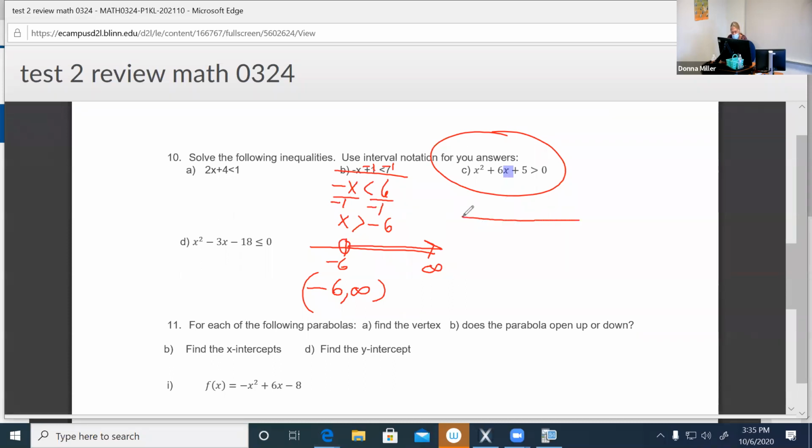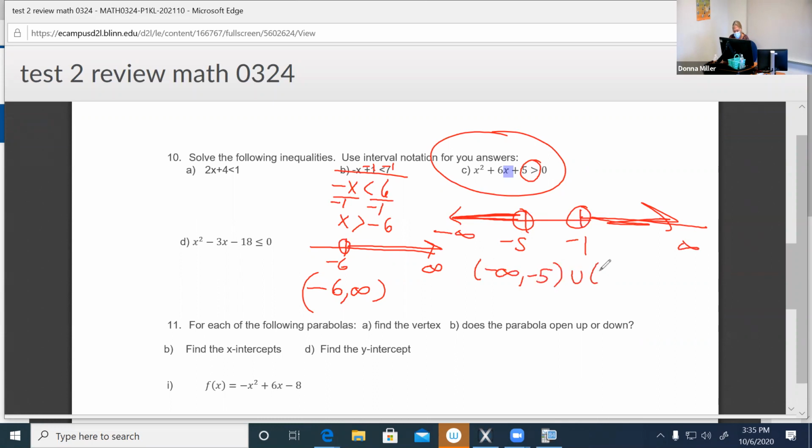All right, so I knew it started at negative 5 and went down and started at what? Oh, I forgot. Was it 1 or negative 1? Negative 1 and went up. Now I'm going to put open circles because there's no equals here, right? So then I just draw and do the intervals. From negative infinity to negative 5, union negative 1 to infinity, right? That's the quickest way to do them without a sign test.